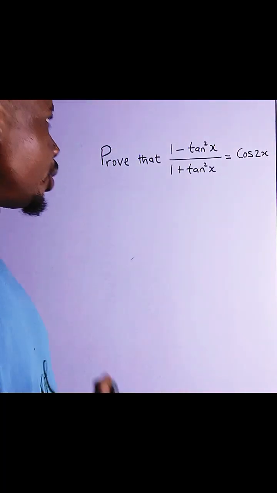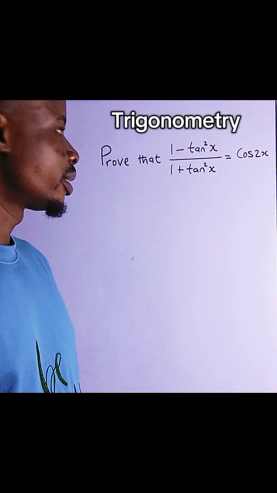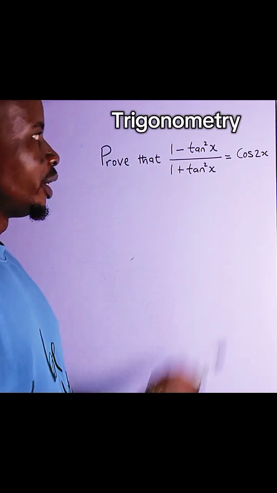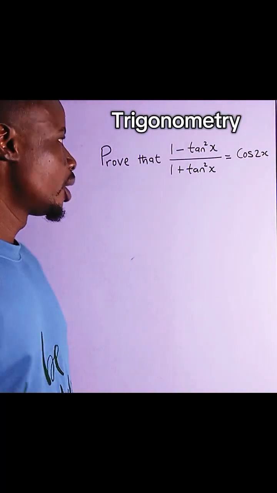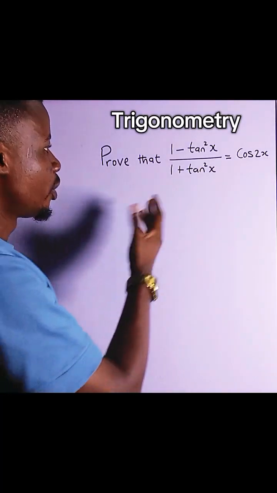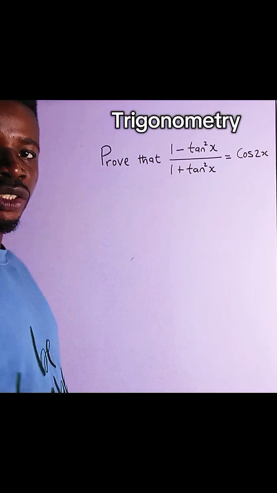Now you are given this question to prove that 1 minus tan square x divided by 1 plus tan square x will give you cos 2x. Now, how are you going to solve this? So pay attention. I'll be using a systematic method to solve this, recalling all the trig identities that will help us to simplify this question.